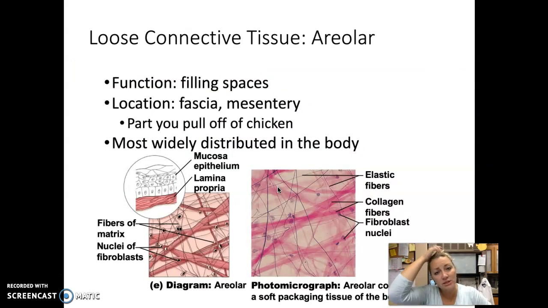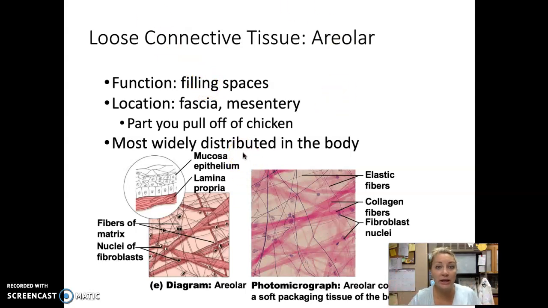Okay, then we get to loose connective tissue for areolar. Notice how it looks like there's a bunch of space in everything. So loose connective tissue, things are not packed tightly together. For areolar, this is the most widely distributed in the body, mostly because it makes up fascia, which lines pretty much everything. Our body is compartmentalized into saran-wrapped pieces, and this is the stuff that makes up all of it. So think of a muscle.